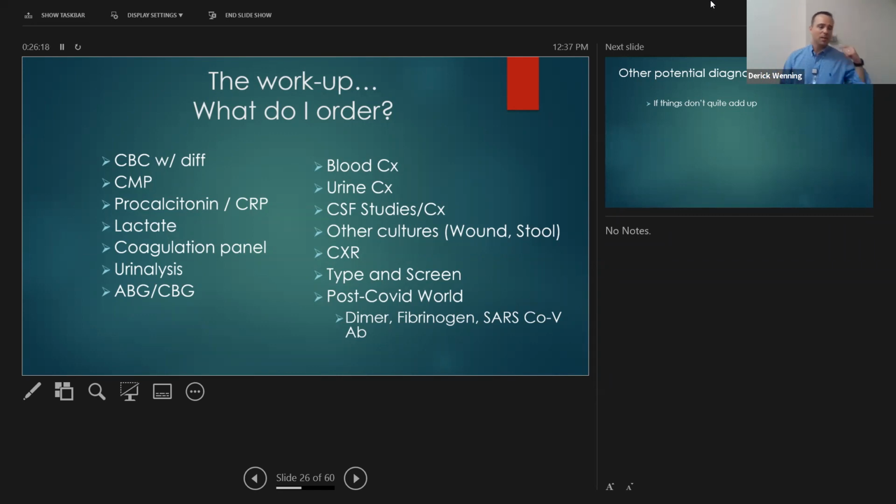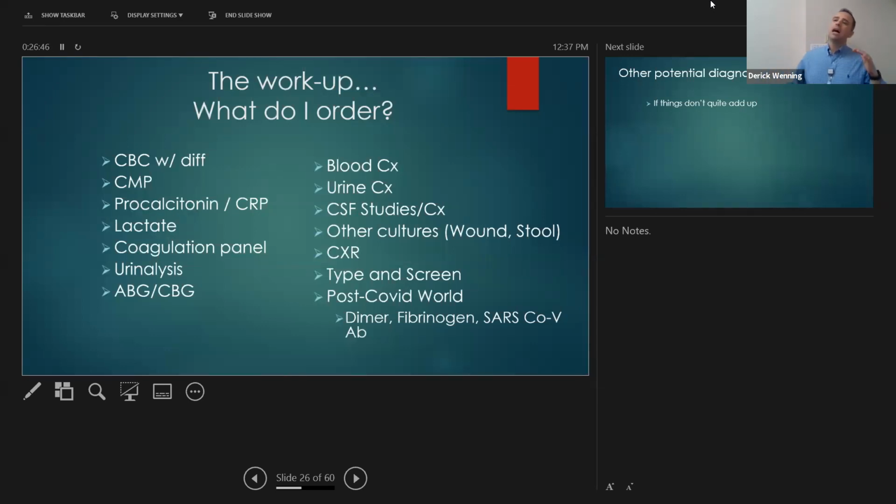So white count, complete metabolic panel, you're gonna get a ProCal or CRP or both. When I talk to the EM residents about white counts and inflammatory markers, they're like, well, which one do you like? And I'm like, I like all three together at the same time. Why? Because it's the most information I can get on a patient, okay? And all I really want is one of them to be abnormal. I could care less. They're like, well, the white count's normal. No, I don't care. CRP is greater than 320. Something's going on, okay?